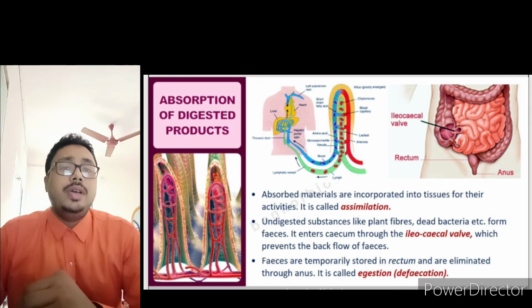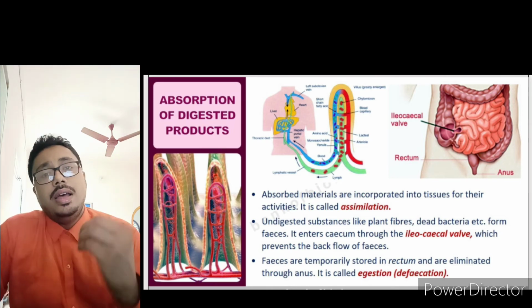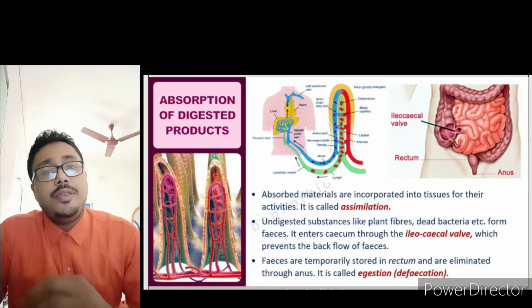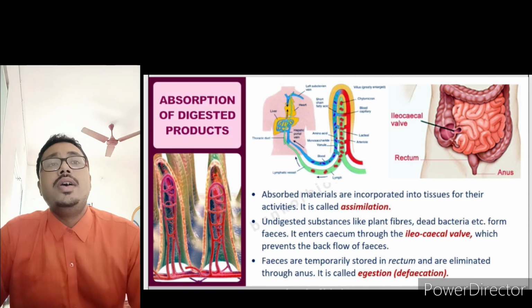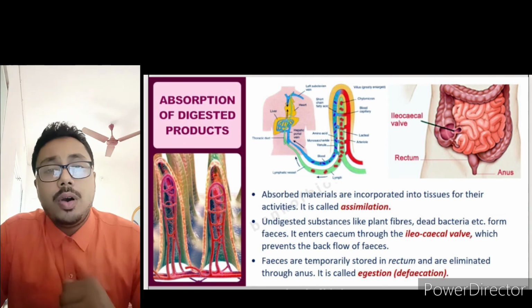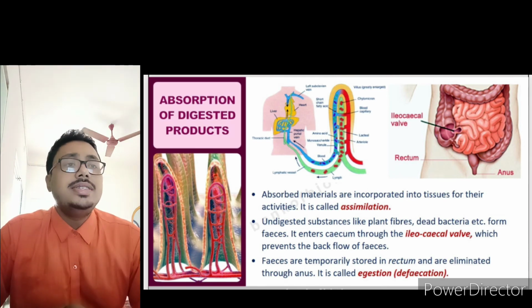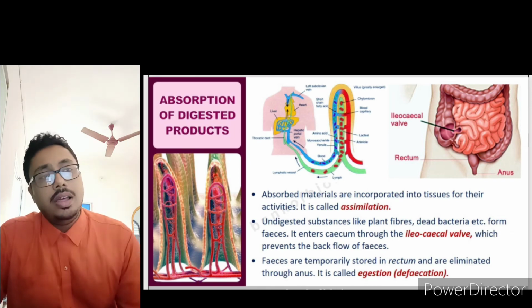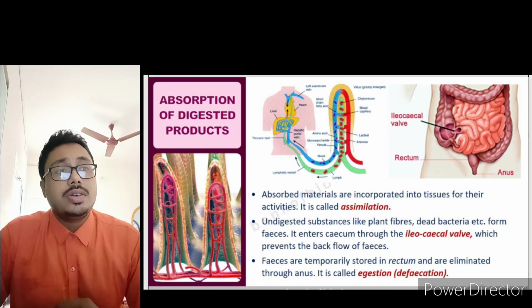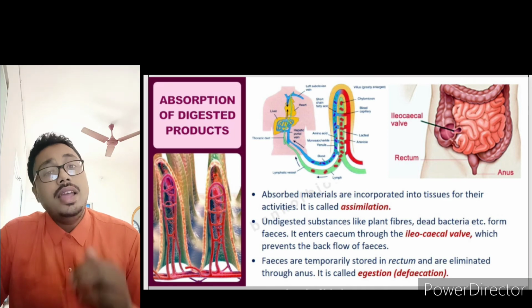Every valve helps somewhere to prevent the backflow of the material. So here we have the ileocecal valve, which prevents the backflow of the feces. Feces are temporarily stored in the rectum and are eliminated through the anus, and the process is called defecation or egestion.